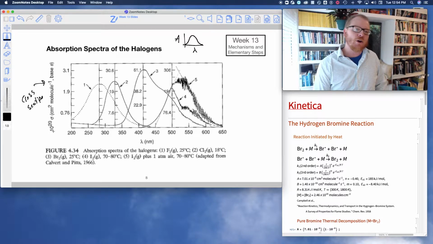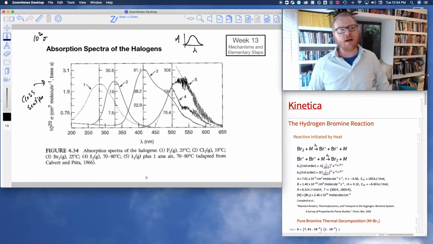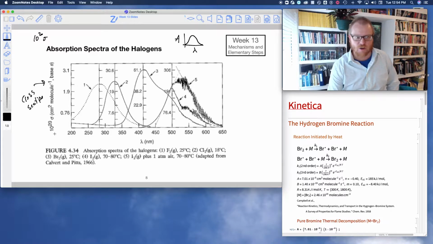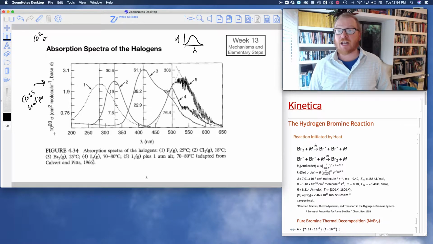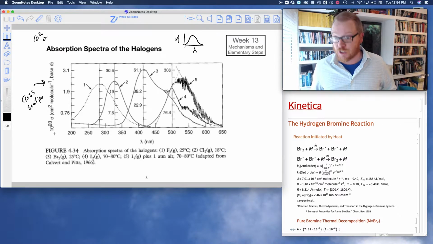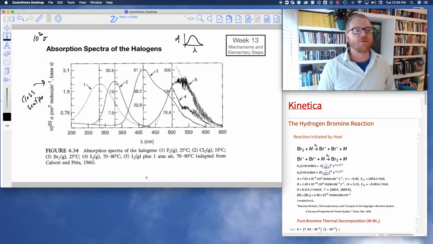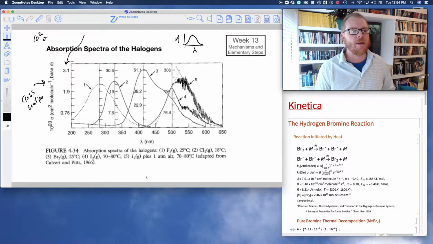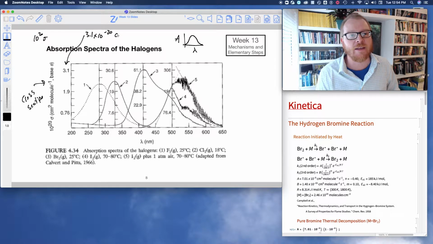The other thing that I want to show you is, oftentimes, if we write 10^20 sigma like that, like it is done here on the scale, that means the cross section has been scaled up by a factor of 10 to the 20, okay? So in fact, what that means is this number right here, this 3.1, that's really 3.1 times 10 to the minus 20 centimeters squared per molecule.